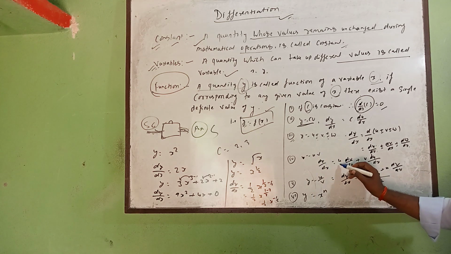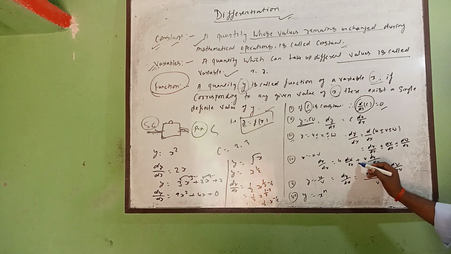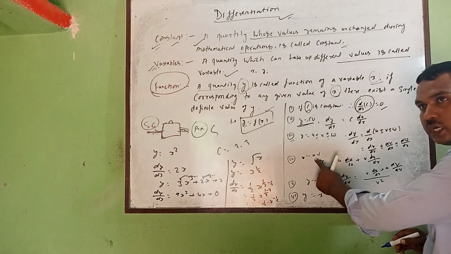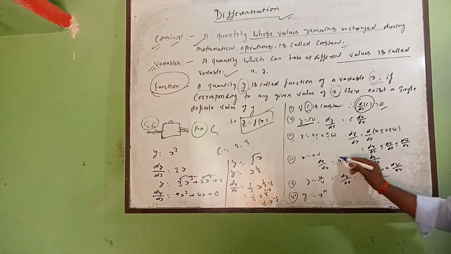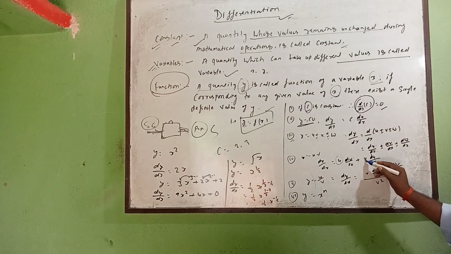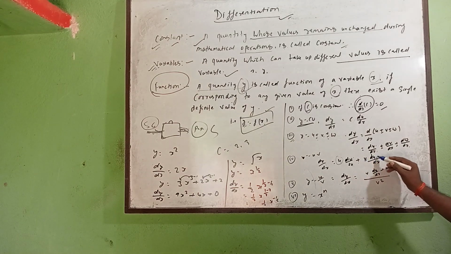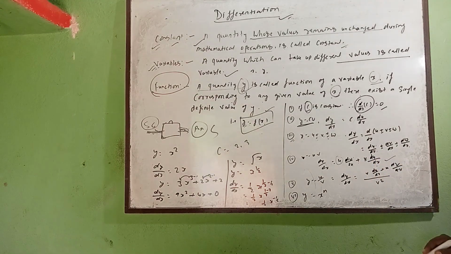Third, we have y is equal to uv, that is the u into v method. So dy by dx you can write here: first u, then differentiate the other, dv by dx, plus, now you will write this, the first term is the constant. Here first you have taken u, so now you will take v as constant, then du by dx. So this will be the answer.